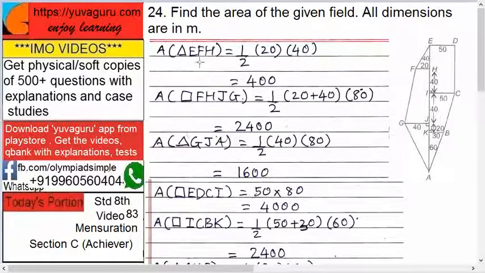Okay, let's start. Area of EFH. EFH, this is half base height, 1 by 2 into 20 into 40, right? 400.